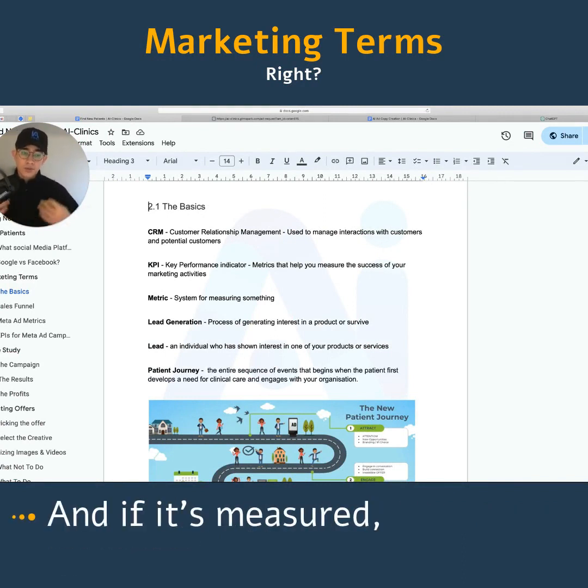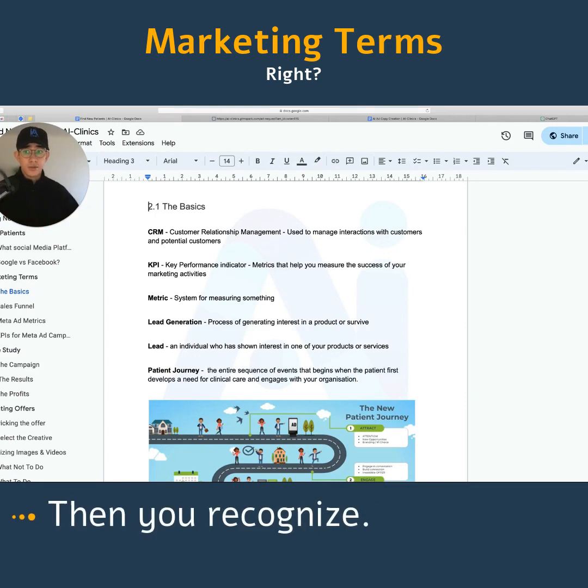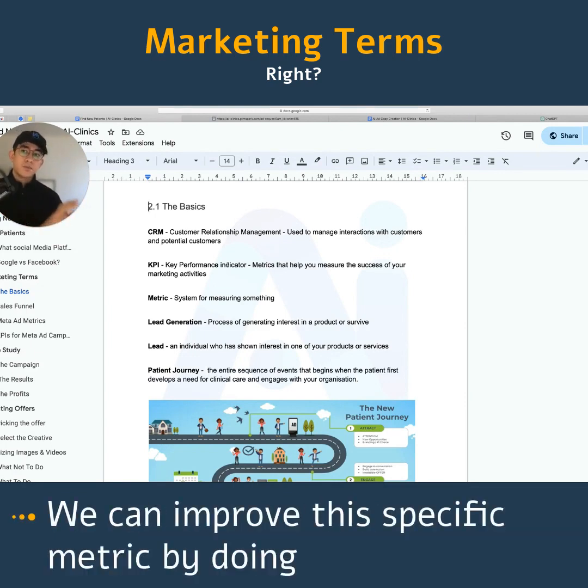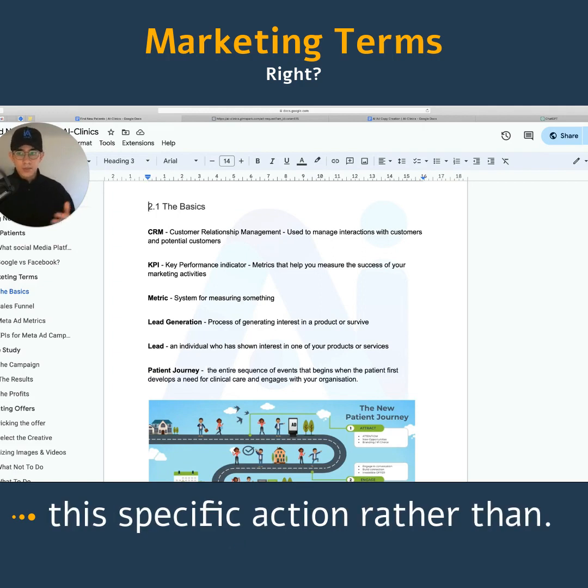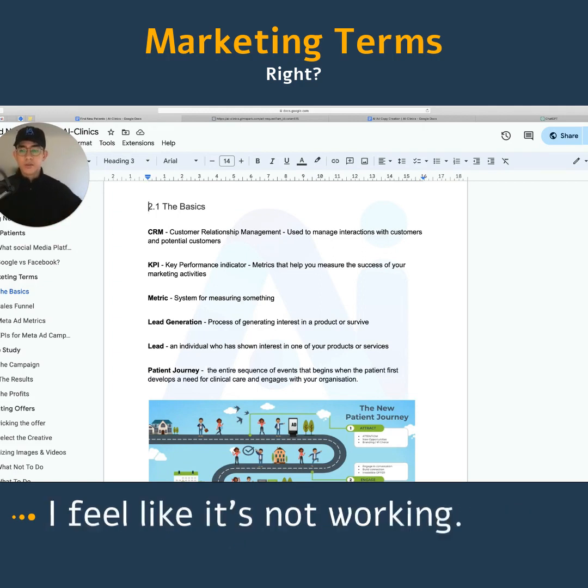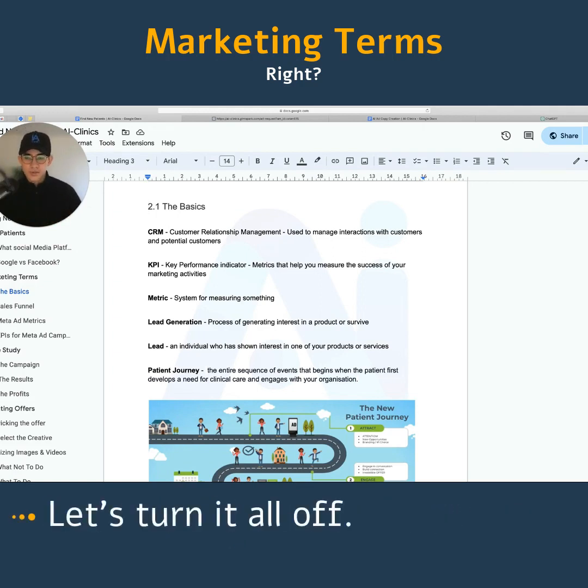And if it's measured, then it can be improved. Or you recognize, okay, there's an error here. We can improve this specific metric by doing this specific action, rather than I feel like it's not working, let's turn it all off.